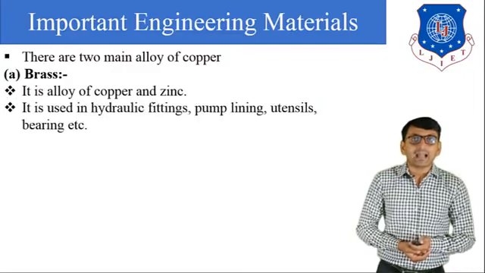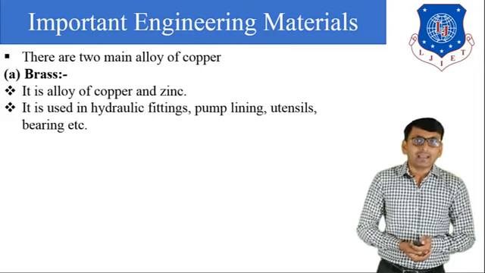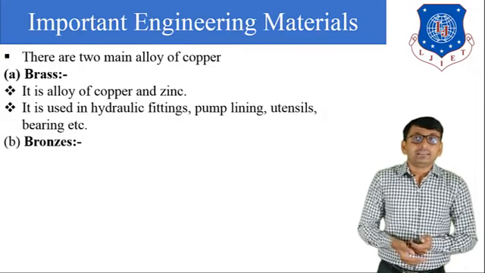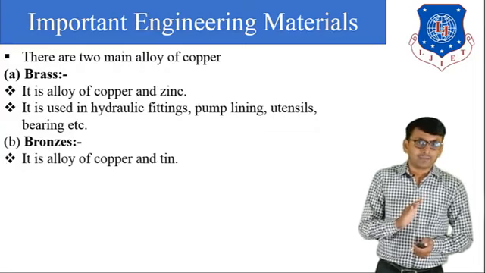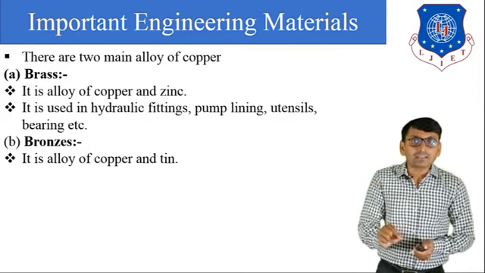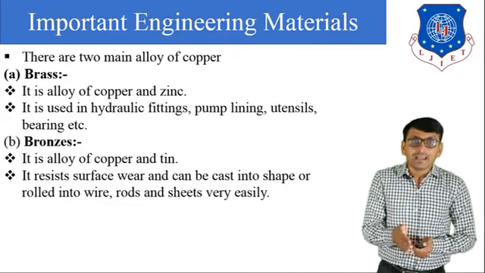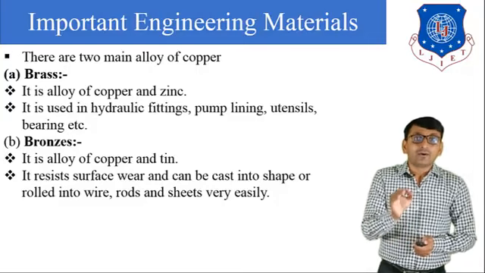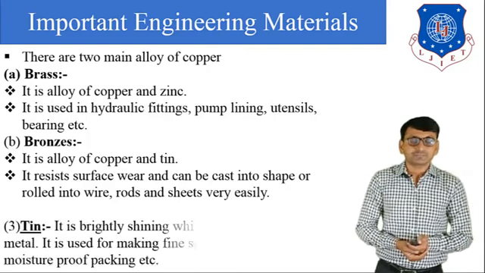Brass is used in hydraulic fittings, pump lining, utensils, bearings, etc. Then the second alloy of copper is bronze. It is an alloy of copper and tin. Brass is the alloy of copper and zinc; bronze is the alloy of copper and tin. It resists surface wear and can be cast into shape or rolled into wire, rod, sheet very easily. So that is about bronze.